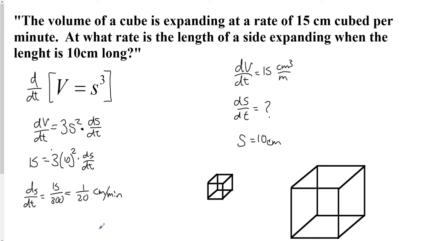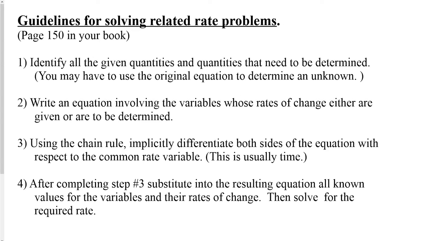Now here's the thing. Notice, if the length of a side is bigger, this expression becomes bigger, so ds over dt is going to slow down. So the bigger the cube is, if the volume is changing at a constant rate, the slower the side length is going to grow, which is kind of what we talked about at the beginning. So just some guidelines to do related rate problems, and I'm taking this directly from page 150 in your book.